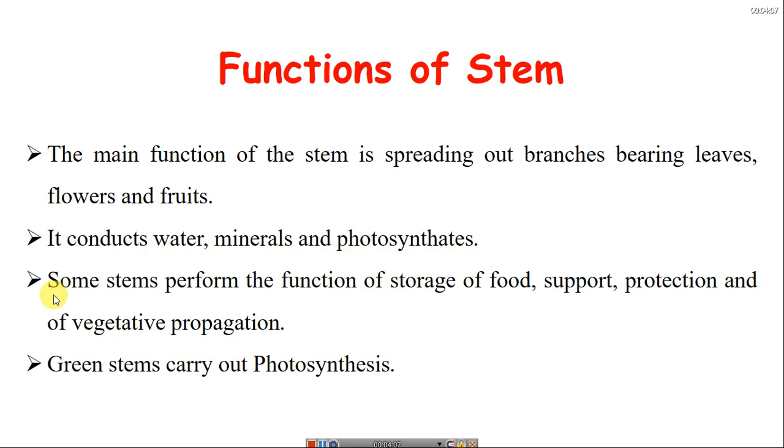Now the next function of the stem is to function as storage of food. We will shortly see in the video how stems can be used by the plant for storage of food. They also act to support the plant, they protect the plant, and they are also helpful in vegetative propagation. So they can store food, support the plant, and protect the plant. We will shortly see in the video how these functions are carried out by plants. Another function of green stems is that they can carry out photosynthesis. We will also take some examples of photosynthesis by the stem.